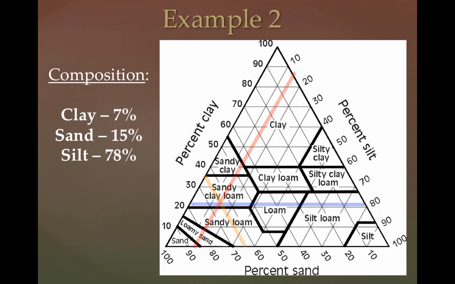As another example, let's take a look at this one. In this case, the clay happens to be 7%, so notice that's just beneath the 10, so we follow that line over. And then we find the sand, which happens to be 15%, so notice that's between 10 and 20, and we follow that line up. And finally, the silt is high, it is 78%. And so we locate that line and follow it down, and notice where they all happen to meet is the silt loam.